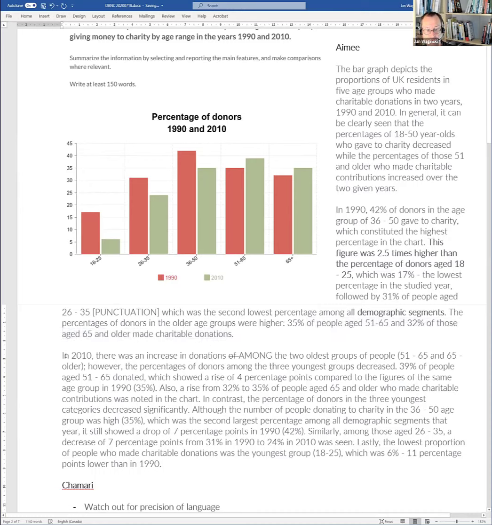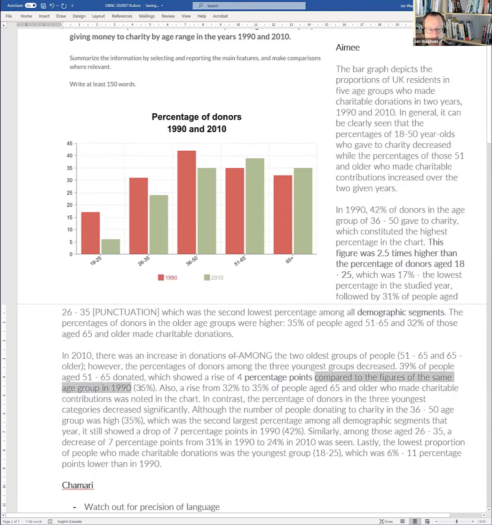Moving to 2010. In 2010, there was an increase in donations among the two oldest groups of people, 51 to 65 and 65 and older. However, the percentages of donors among the three youngest groups decreased. It's a great introduction. 39% of people aged 51 to 65 donated, which showed a rise of 4 percentage points. Very important to use this kind of language, 4 percentage points. Not percent.